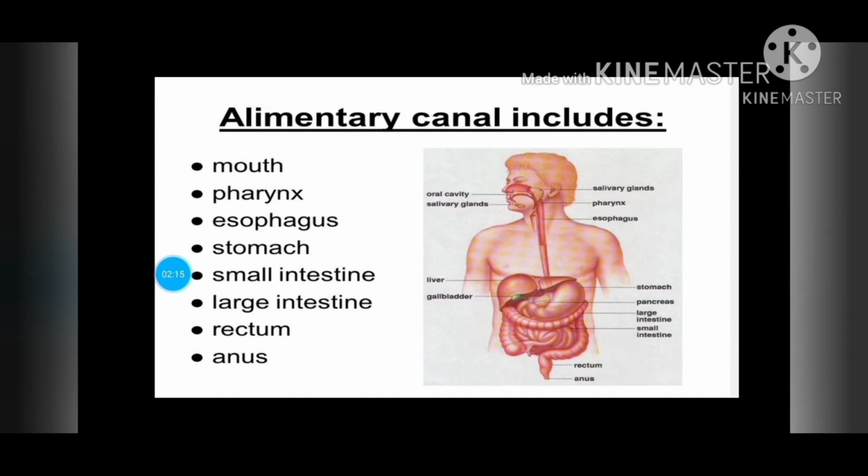The next organ is the stomach. The most important thing about the stomach is that it is the broadest part of the alimentary canal. If the question comes, which is the broadest part of the alimentary canal, your answer would be the stomach. After this, the next parts are the small intestine, then the large intestine, rectum, and the last one is the anus. The starting point of the alimentary canal is the mouth, and the end point is the anus. So this is about the alimentary canal. The length, as I already told you, is 9 meters.